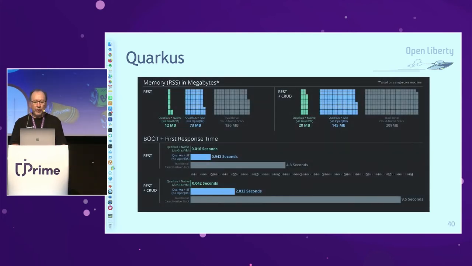So here's a couple more graphs to drive home the point. Here's Quarkus with GraalVM in green, Quarkus with HotSpot in blue, and a typical setup in gray. And you can see that Quarkus plus GraalVM has a very, very impressive footprint and ramp-up speed. But again, remember, they focus on those two metrics. There are others. Just keep that in mind.